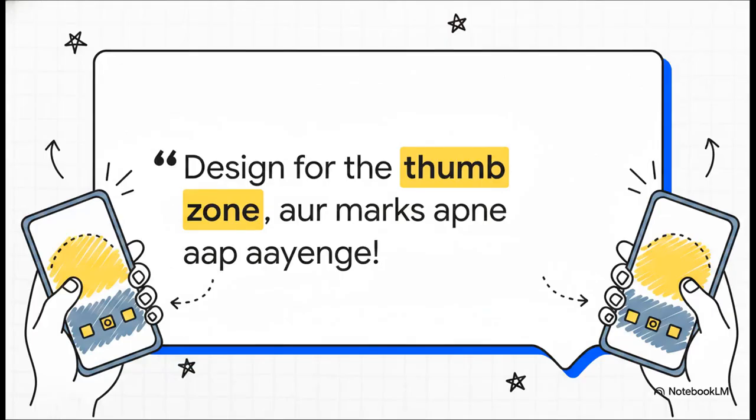So, what is the absolute biggest secret of mobile ergonomics? Always remember this line. Design for the thumb zone or marks apne aap aayenge. Seriously, when we hold a mobile phone, our thumb naturally forms an arc across the screen. Bottom navigation bars are incredibly popular specifically because they fall right into this super comfortable thumb zone. In mobile UI, reachability is everything.